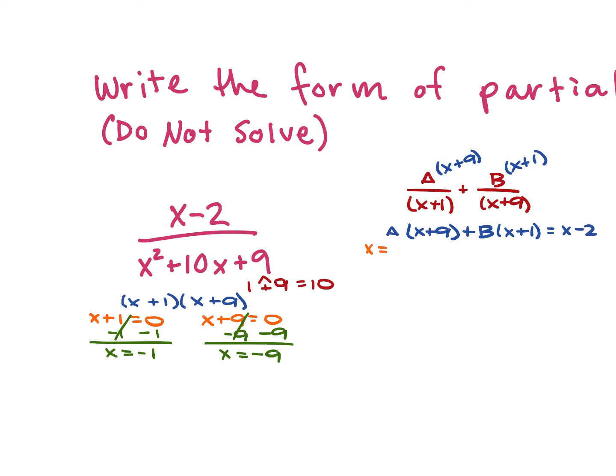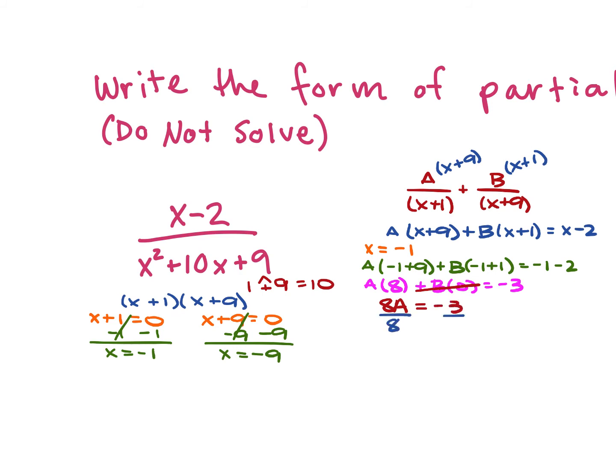You're going to use x as negative 1 to start with. So this is going to give us a times negative 1 plus 9 plus b times negative 1 plus 1 is equal to negative 1 minus 2. Negative 1 plus 9 gives us 8, so a times 8. The b gets multiplied by 0 because negative 1 plus 1 is 0, and negative 1 minus 2 is negative 3. So this gives us a times 8 is 8a plus nothing, that cancels out, so equals negative 3. Divide each side by the 8, and we get that a is negative 3/8.